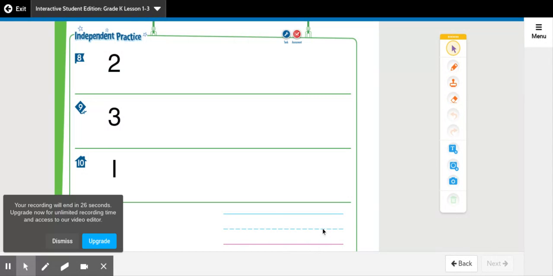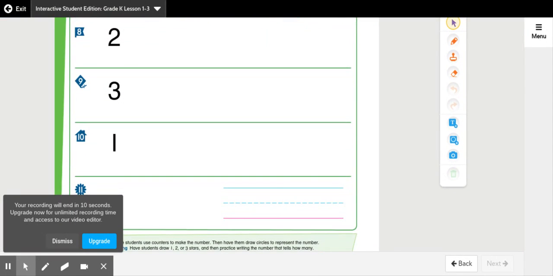So again, for number 8 through 10, you will draw like a circle filled in like a dot, and then circles. And then for number 11, you'll draw stars and then practice writing the number.